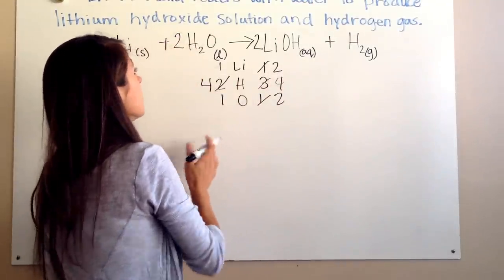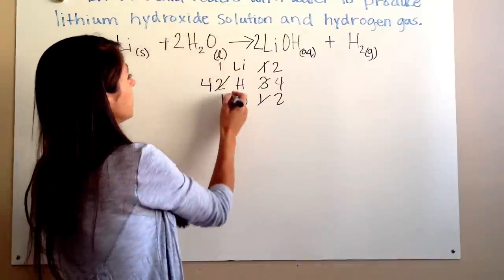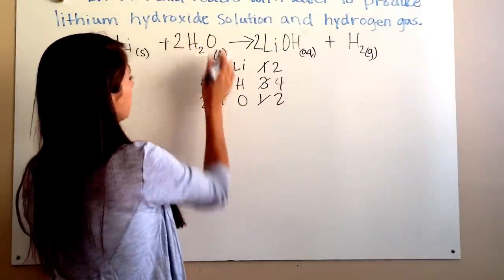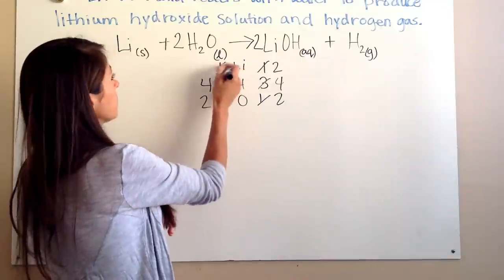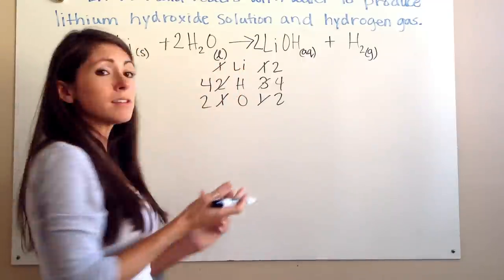Now I need to fix, I forgot, I did move this up to 2 when I put it in front of the water. All right, so now we need to fix the lithium. We'll put a 2 over here. Now it is officially balanced.